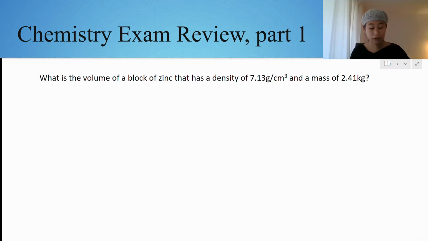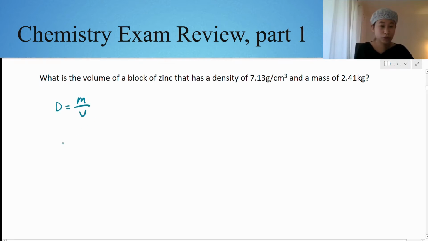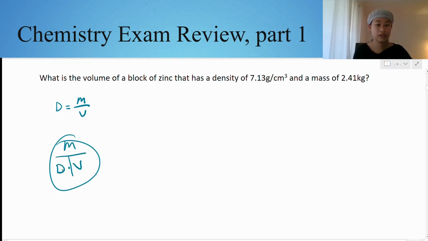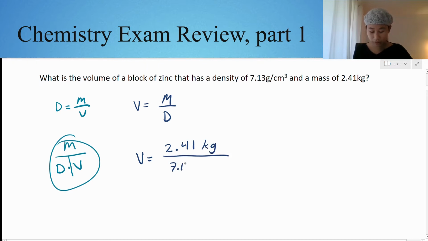What is the volume of a block of zinc that has a density of 7.13 grams per centimeter cubed and a mass of 2.41 kilograms? So we know that density is mass over volume, and if we go with our shortcut with this circle with mass over density and volume, we know that the volume is equal to the mass over the density. Okay, so volume is mass over density, which means that in this case we have volume equal to a mass of 2.41 kilograms over 7.13 grams per centimeter cubed.